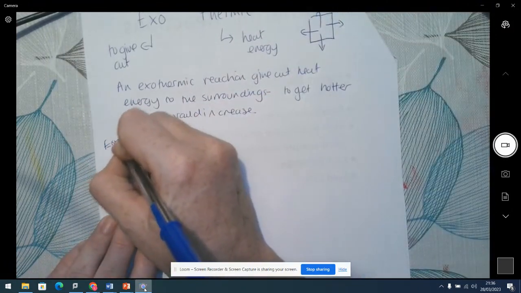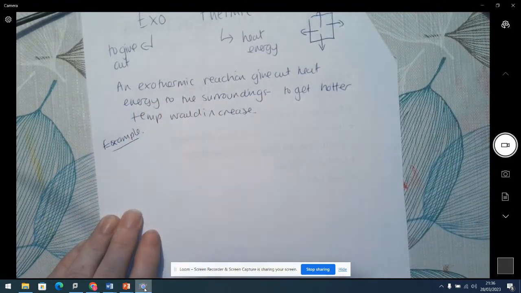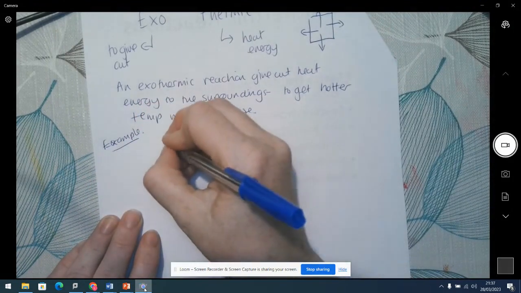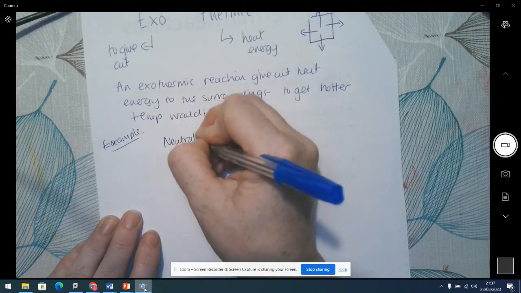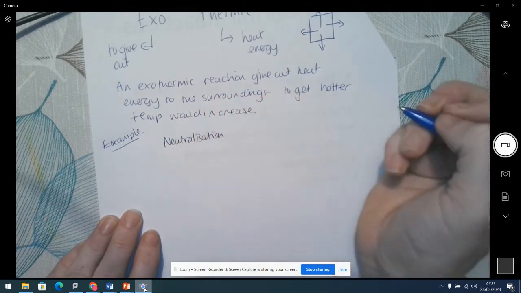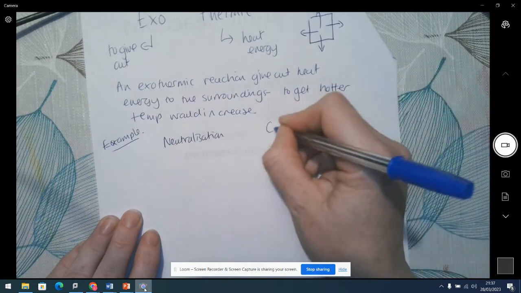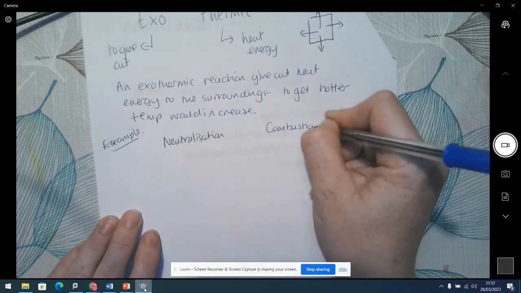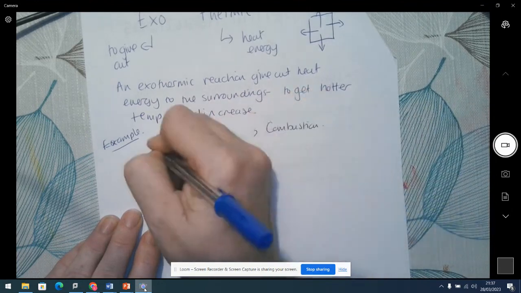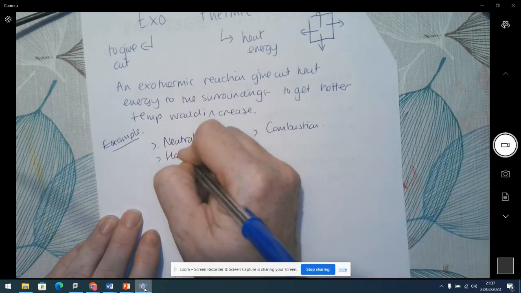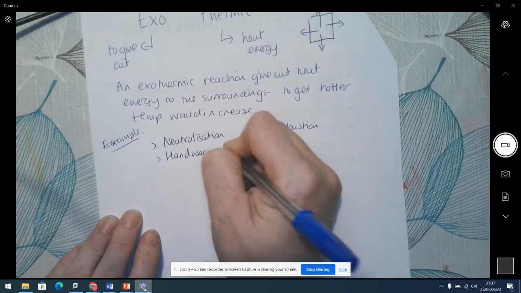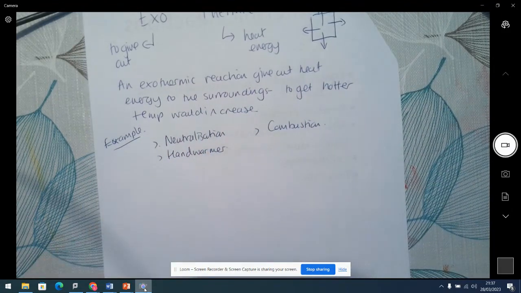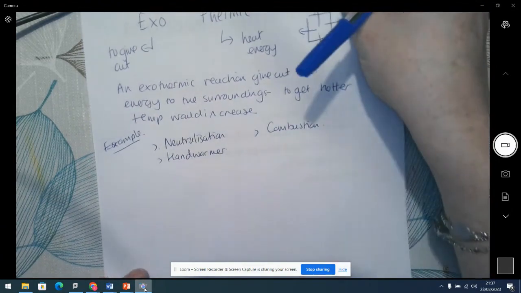Examples of exothermic reactions. Well, most reactions actually are exothermic, but you've got neutralization. So neutralization reactions are examples of exothermic. You've got combustion, which we know is the fancy word for burning. You've got those hand warmers. I've seen questions where they're asking about hand warmers. Don't even ask. But obviously the hand warmers are chemical reactions that you snap, and it then creates a chemical reaction that gives out energy to the surroundings, so therefore is an exothermic reaction.